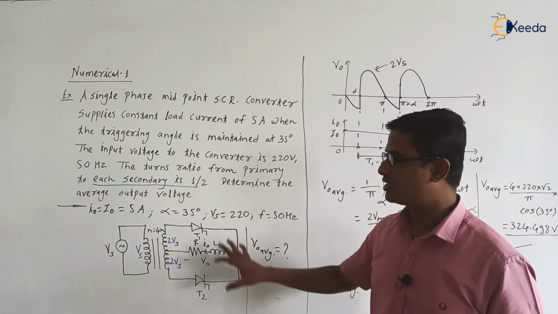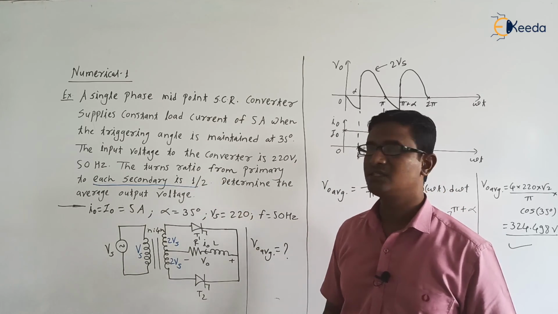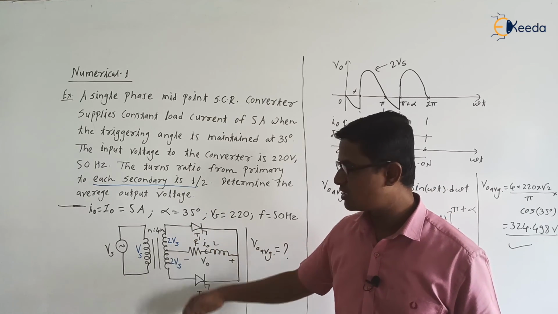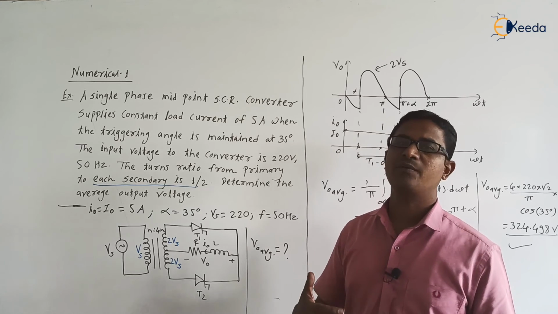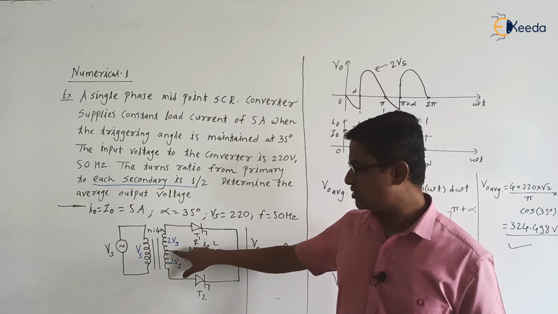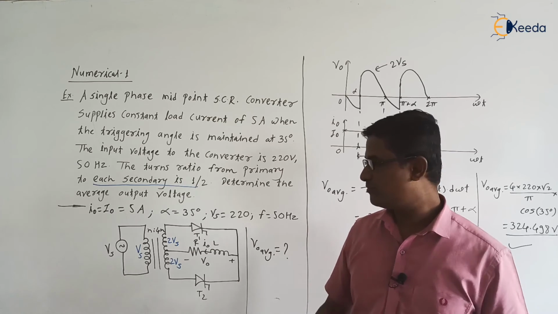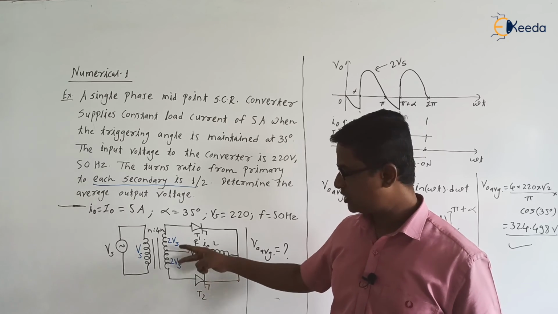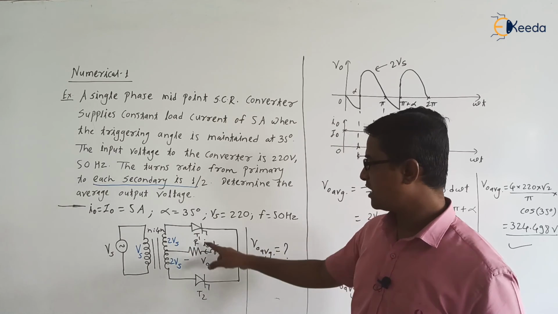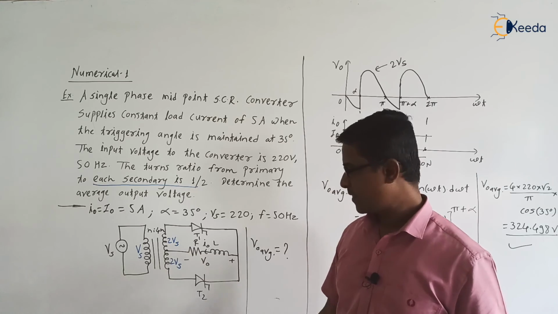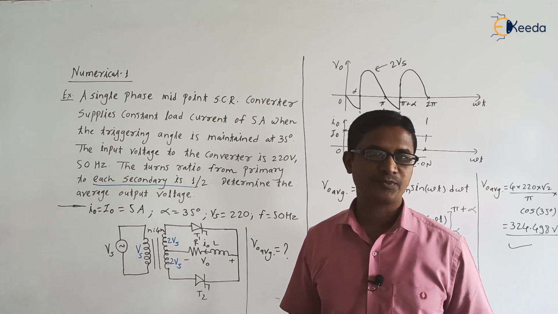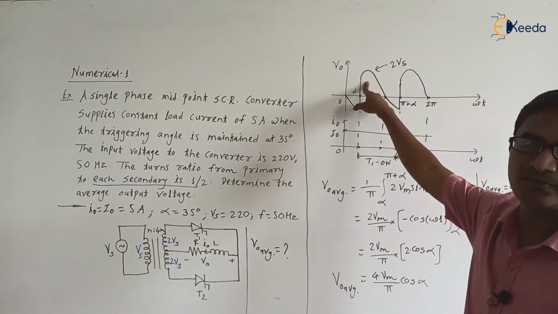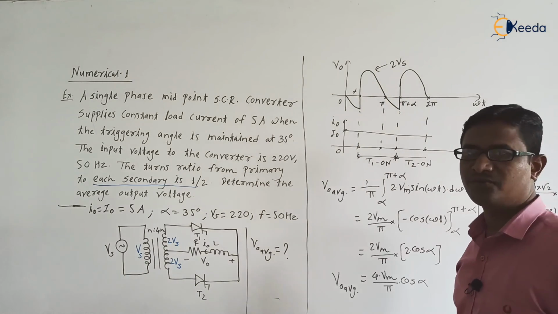So please try to understand, this statement is very important: turns ratio from primary to each secondary. Each secondary means this is the first part of the secondary, this is the second part of the secondary, so it is like we are having two separate secondaries, because it has a center tapping. If this is Vs, it is n to 4n, so total voltage is 4 Vs, divided by 2, giving 2 Vs. If this thyristor is in the on state, V0 will be equal to 2 Vs. So in the waveform, V0 will have magnitude 2 Vs. In this way we can find the V0 average.